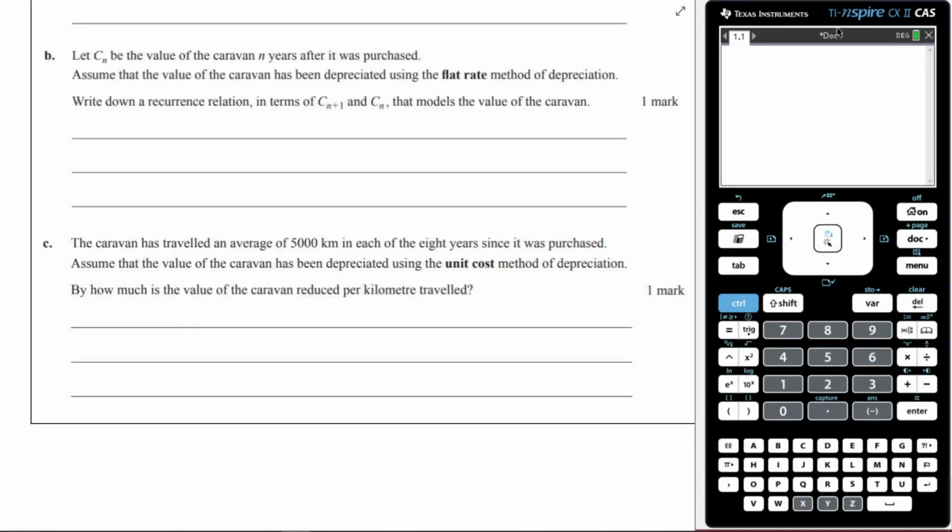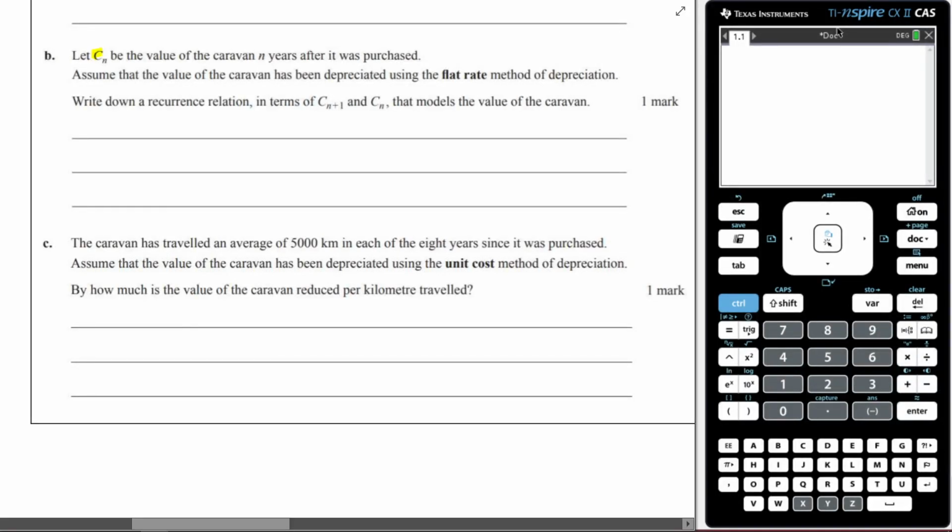All right, we're now looking at part B here. It says, let C of n be the value of the caravan n years after it was purchased. Assume that the value of the caravan has been depreciated using the flat rate method of depreciation. Write down a recursion relation in terms of this that models the value of the caravan. So this is what we need to use.